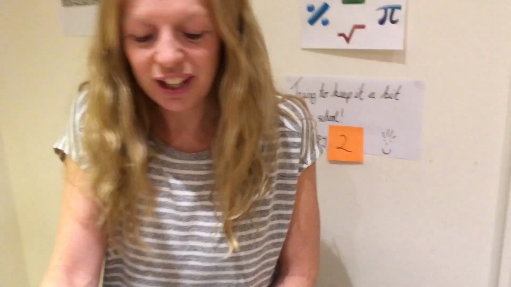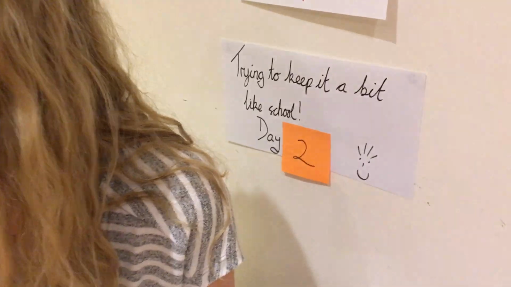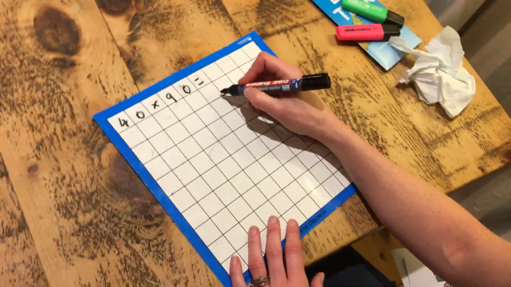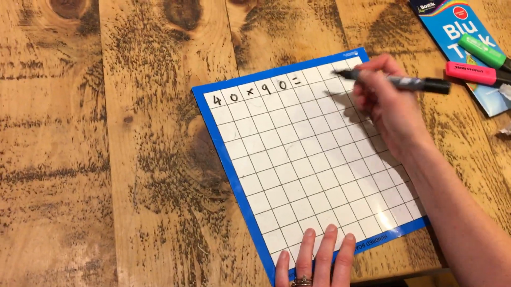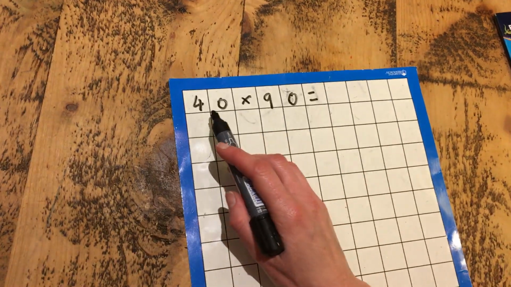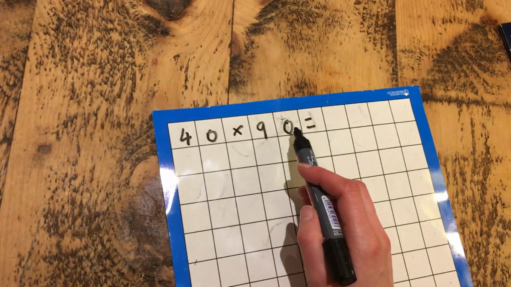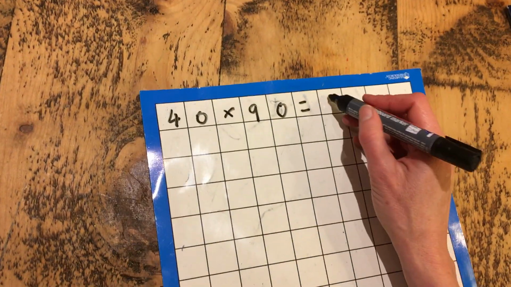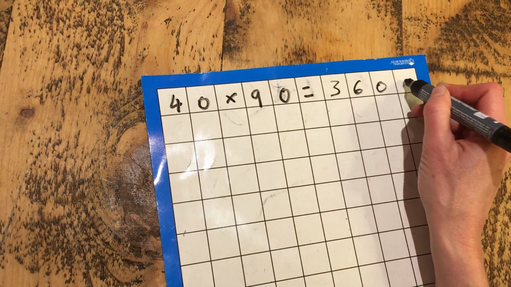We're going to start off with 40 times 90. So that's your known facts. 4 times 9 is 36. 40 times 9 would be 360. And 40 times 90 is 3,600.